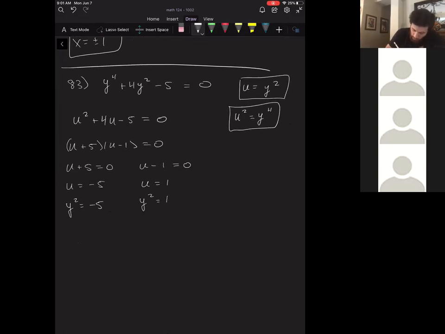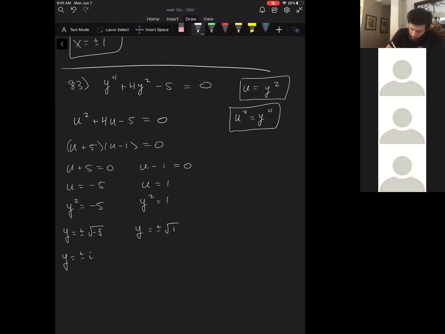If we take the square root of both sides, we're going to get y is equal to plus minus square root of minus 5, and here we're going to get y is equal to plus minus square root of 1. So instead of square root of minus 5, that's just i square root of 5. And for this one we just have y is equal to plus minus 1.